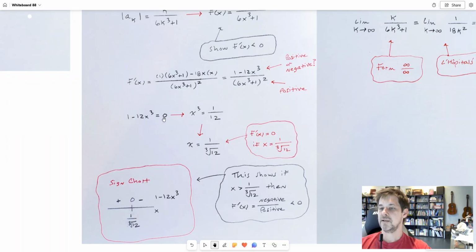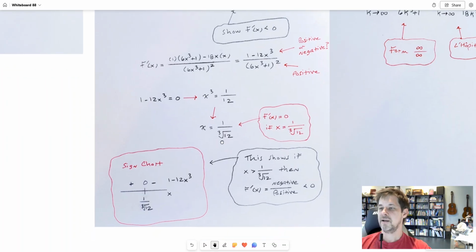So I take the top part, I solve it for 0, and I find that the top expression, 1 minus 12x to the third, is in fact 0 at 1 over the cube root of 12. If I test values outside of that, take a number to the right of 1 over the cube root of 12, put it in that, I'll see I get negative. Take a number to the left, put it in that, I see I get positive. So that shows me this. If x is more than 1 over the cube root of 12, then the derivative is going to take this form. It'll be a negative number over a positive number, and that will make it negative.